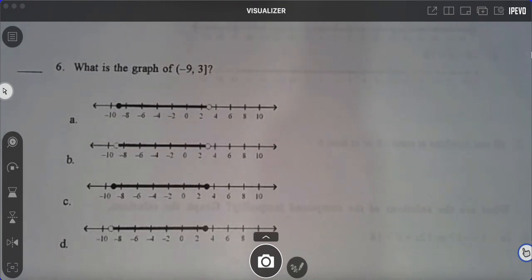So when you see the parentheses, this is new, it's different. You're saying, I'm between these two numbers. -9 and what? 3. Okay? I'm between these two numbers. What? It's an open circle at the -9 because of the parentheses. And it's a closed circle at the 3 because of the bracket. Which one matches that? That's D. Is that an open circle at -9 and a closed circle at 3? Yes. So it is D.